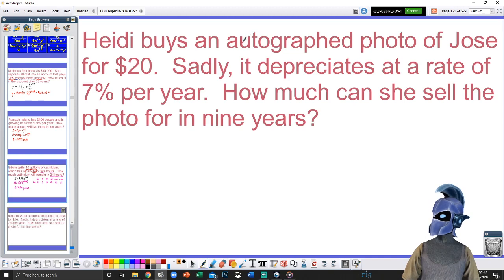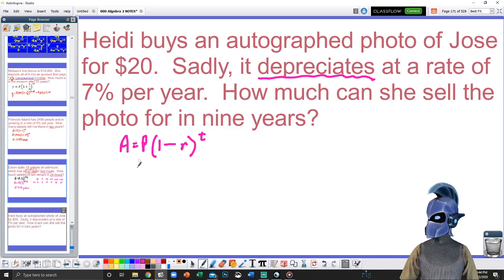All right, we've got Heidi. She's buying an autographed photo of Jose for $20. Sadly, it depreciates at a rate of 7% per year. How much can she sell the photo for in 9 years? This one says depreciates, which means that your value is going down. When that's the case, chances are you're going to use this. When I see depreciates, I like to put a minus here just to remind me so I don't forget, like I did in the previous notes.